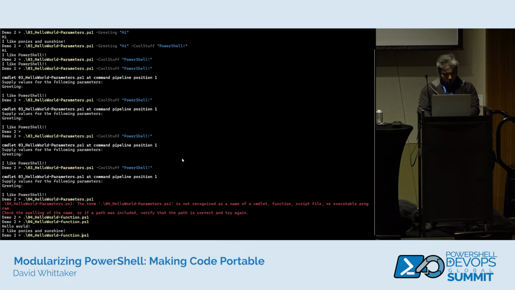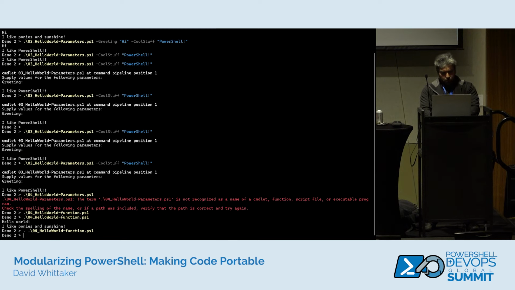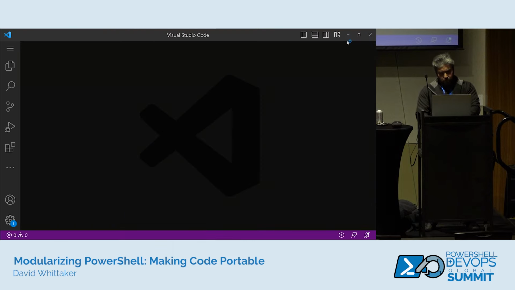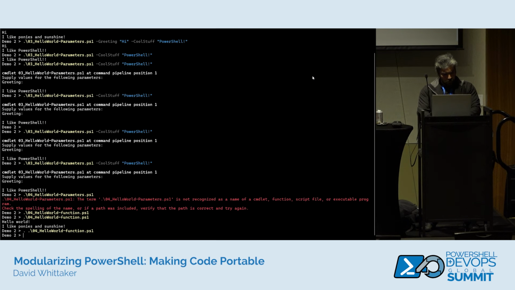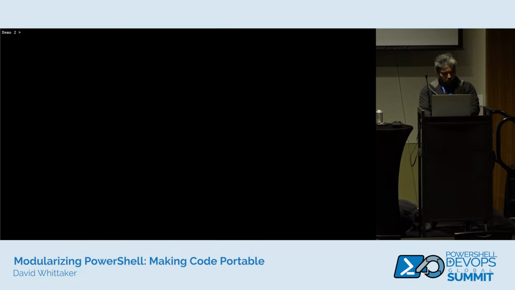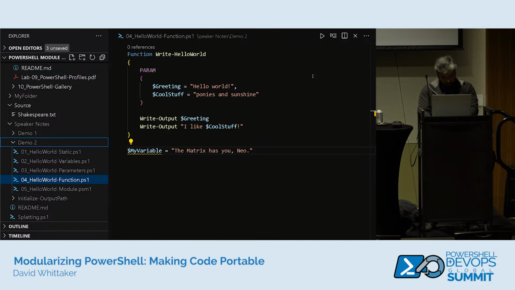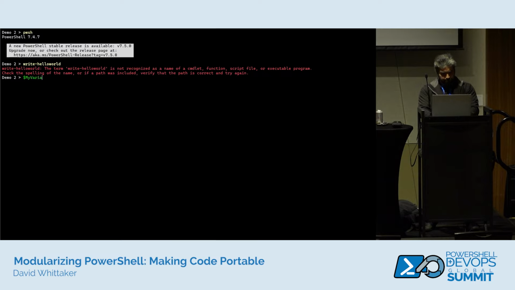Now, I can dot source this by just putting a dot in front of my execution. What this does is it pulls that function in. So let me do that from a net new PowerShell window, just to show that there is nothing up my sleeve. All right. So if I run write hello world, we can see that it's not loaded in. Let's check for my variable. We can see that there's nothing there.